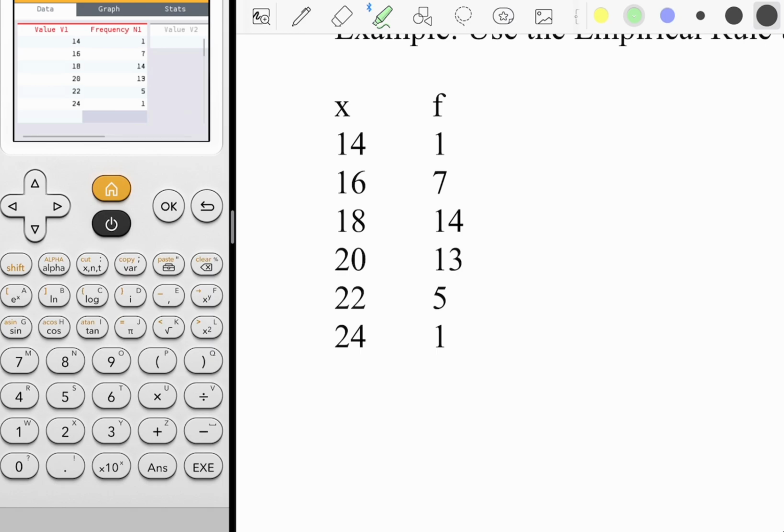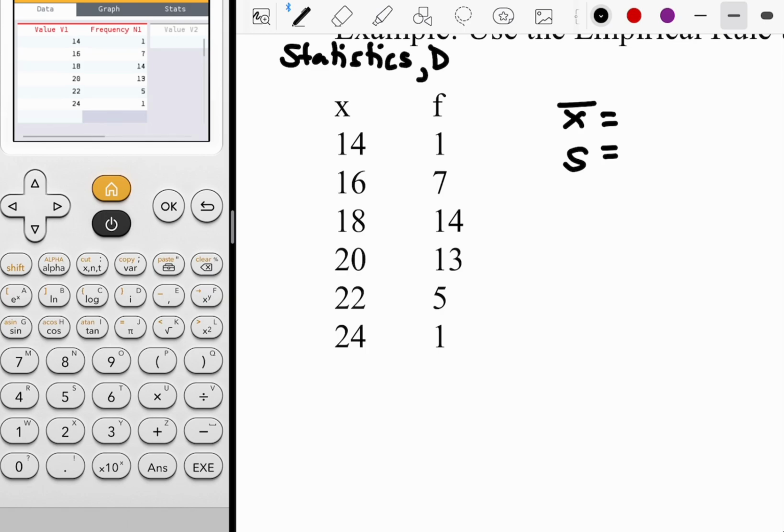All right, so once you have all those values in, you're going to go to stats, and you're going to scroll down. You're going to find the sample mean and sample standard deviation. So you need X bar and S. All right, so all this stuff here came from statistics, followed by data. Now it's statistics, followed by stats. All right, so right at the top line there, just going right over to stats, hit OK.